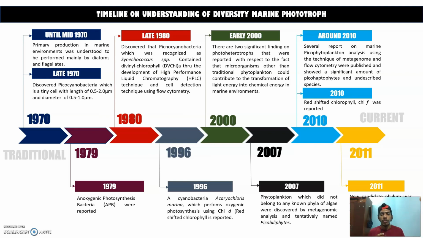In 2007 is the finding of the phytoplankton which does not belong to any phylum, named picobiliphytes, and in 2010 is the report on the picoplankton using the technique of metagenomics, and the discovery of the red-shifted chlorophyll F, and in 2011 is the new candidate phylum which was detected by metagenomic analysis, named Rappemonads.